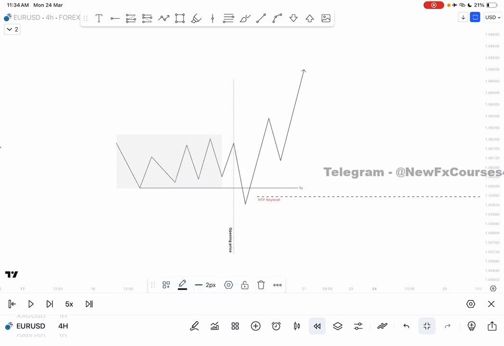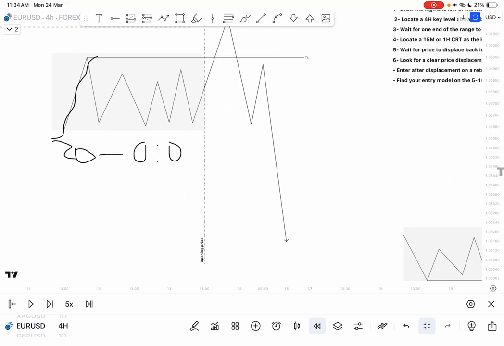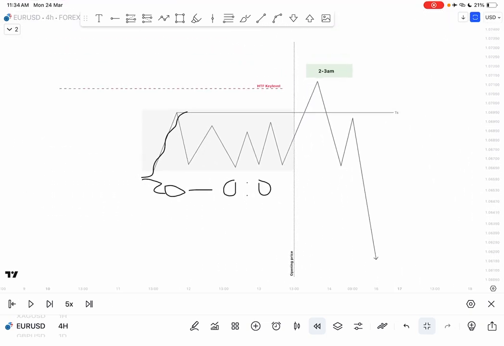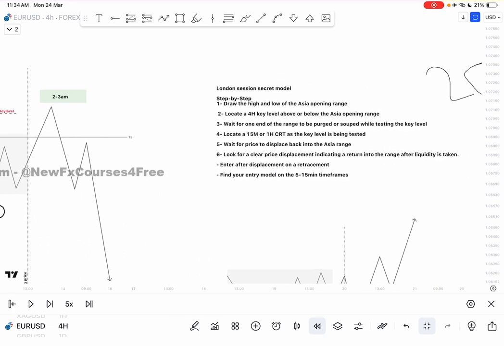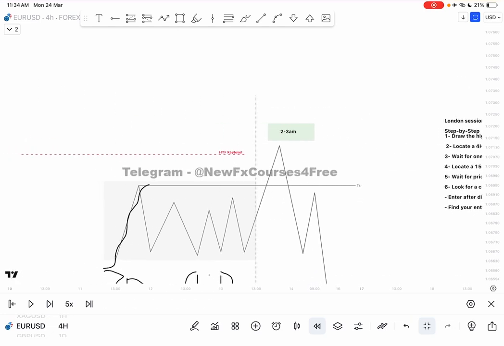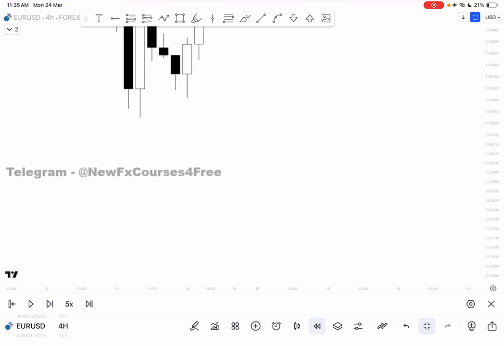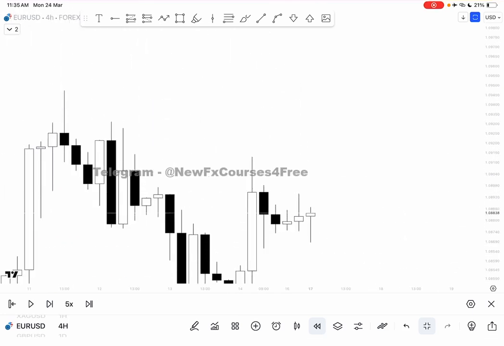So study this diagram carefully, and also this as well. Study it carefully and the step-by-step approach. So today's video is going to be on a trade recap and explaining the London session secret model as well. So let's get straight into the video.